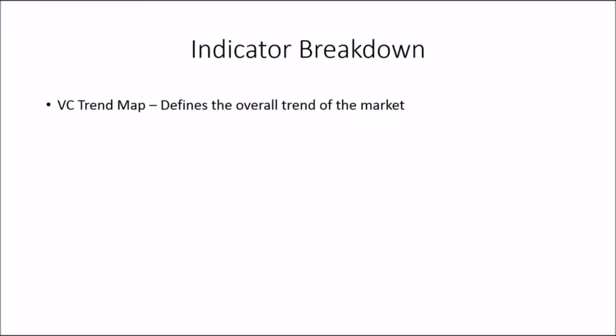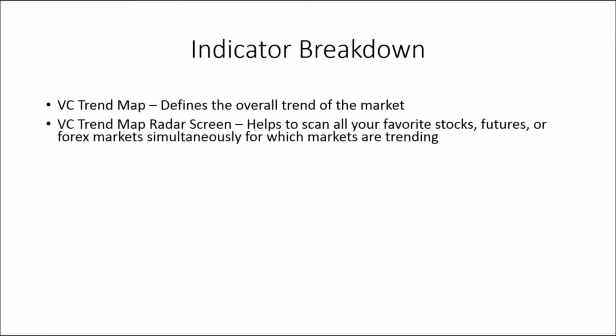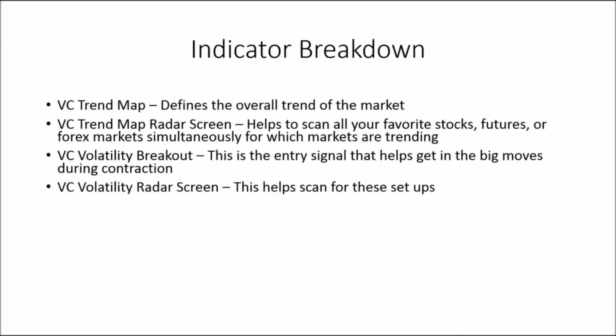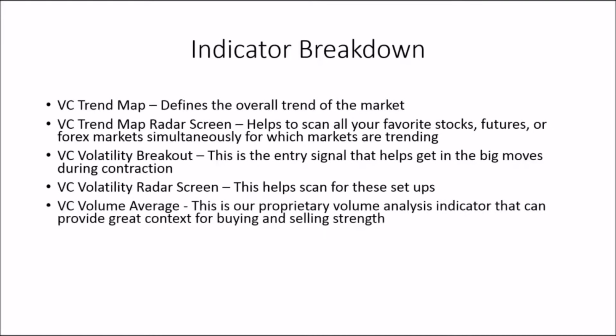So here's our indicator breakdown. The VC Trend Map defines the overall trend of the market. VC Trend Map Radar Screen helps to scan all your favorite stocks, futures, or Forex markets simultaneously for which markets are trending. The VC Volatility Breakout. This is the entry signal that helps get into the big moves during contraction. VC Volatility Radar Screen. This helps scan for these setups. VC Volume Average. This is our proprietary volume analysis indicator that can provide great context for buying and selling strength.